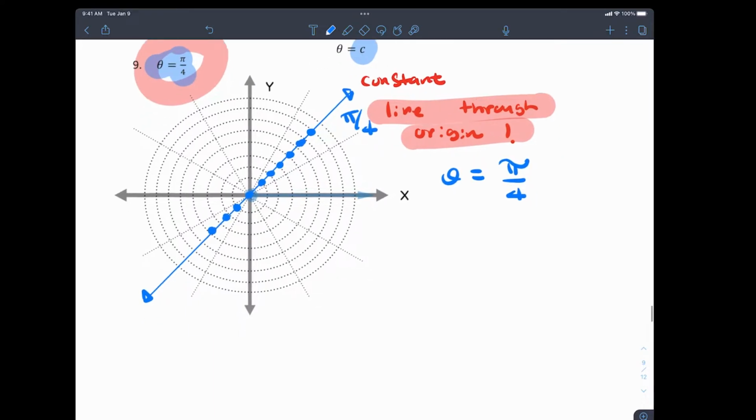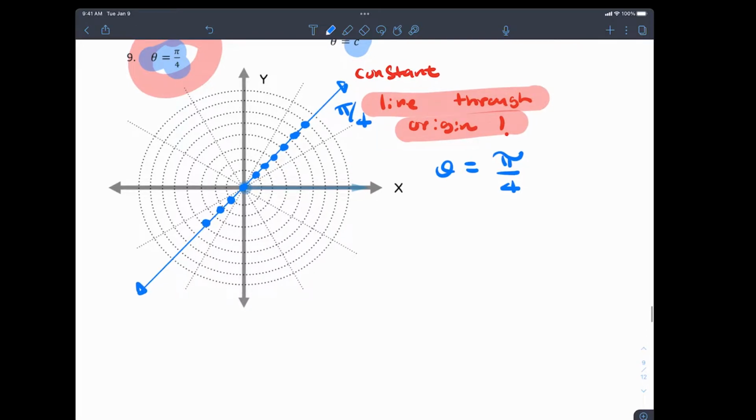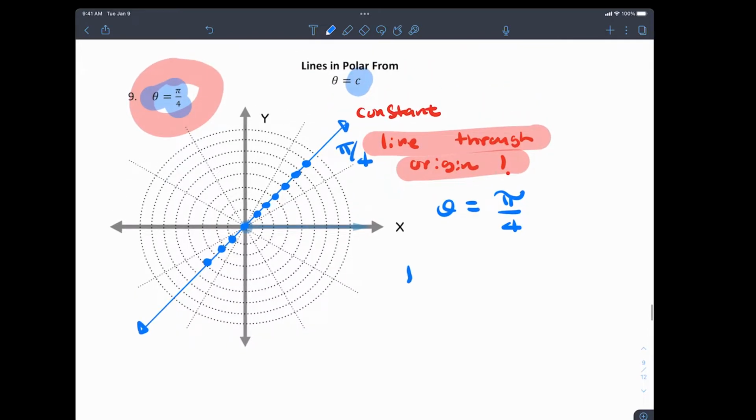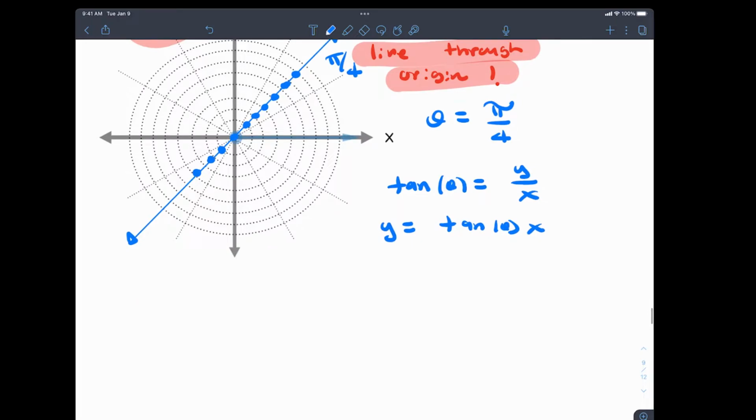But if you said, how do I apply this in algebra? What's the equation? Well, remember, what is tangent theta going to be? Isn't that y over x? So y would be tangent theta times x. So now you can say, can I plug in my theta? Yeah. What's tangent pi over 4? Isn't that 1?